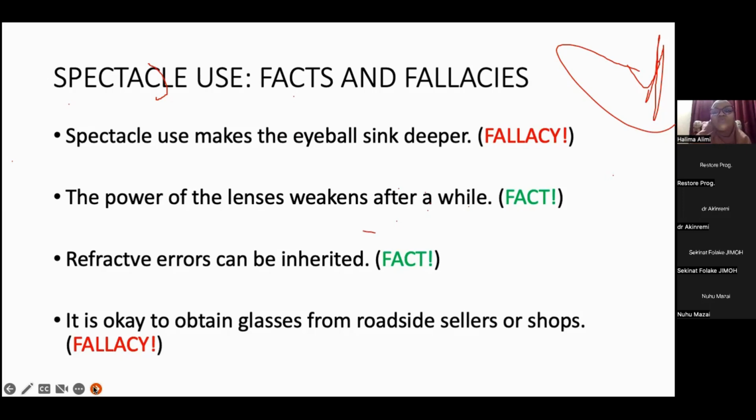Now, the power of your lenses weakens after a while. This is a fact, because especially in childhood, like I told you, the child keeps growing, and as they grow, the eyes change. So we have to keep up with the changes. It is true that after a while, even for adults at a certain age, the lenses are not as sharp as when you first got them. So this is a fact. Also, refractive errors can be inherited. Absolutely, it's a fact. Just like every other characteristic we have, we inherit from a huge family gene pool. And so if the person whose eyeball length characteristic you inherited has a long eye, you'll be myopic, you'll be short-sighted. If the person has a very short eye, then you're likely to be long-sighted.